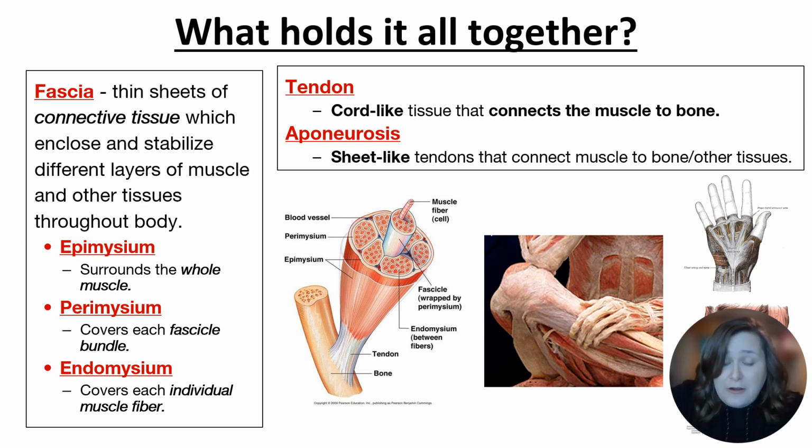Perimysium, when we see peri, we know that that means it's going around. That perimysium is going to cover each of those little fascicle bundles within the overall muscle. And then endomysium, right? Endo means inside. Endomysium is going to cover each individual muscle fiber.